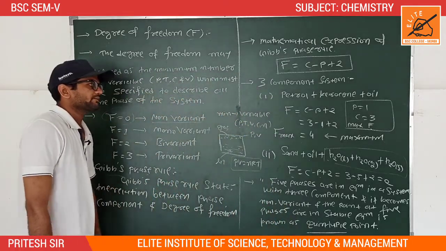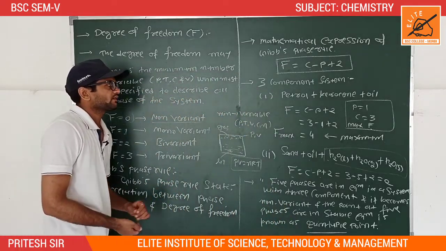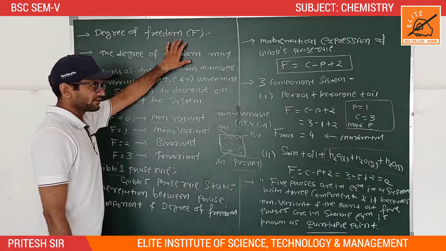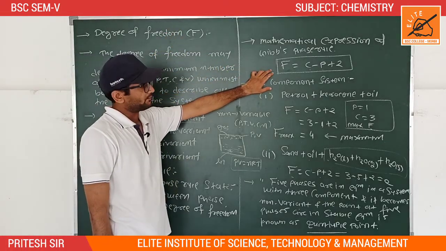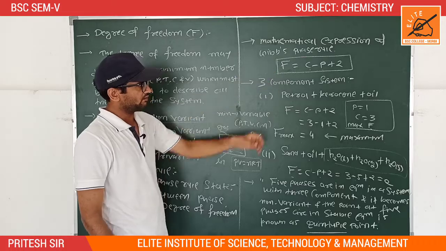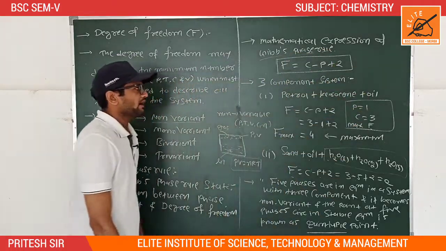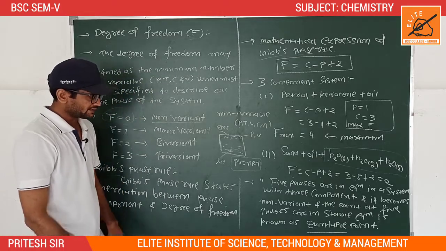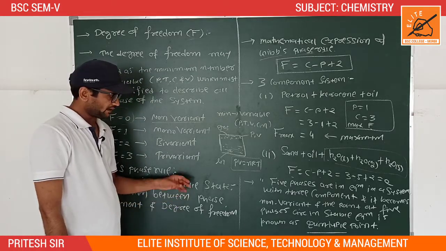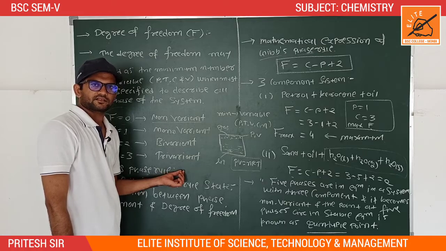Okay, so in this lecture I discussed only one term: what is the degree of freedom and what is the relation of degree of freedom with components and phases. It is also known as the Gibbs phase rule. Okay, so in the next lecture I will discuss how to represent a component system graphically. Okay, so thank you for watching this video.